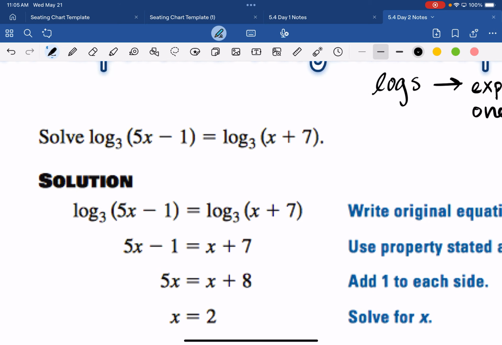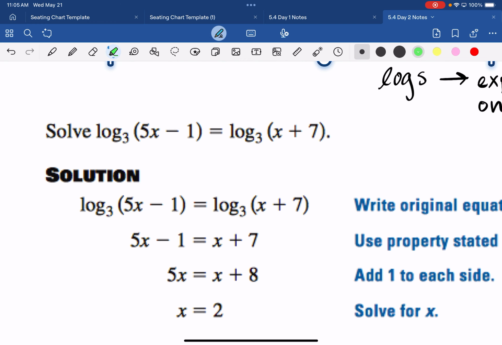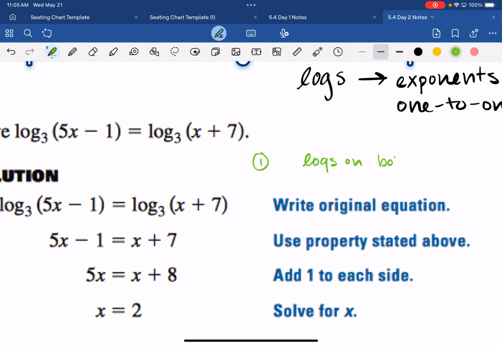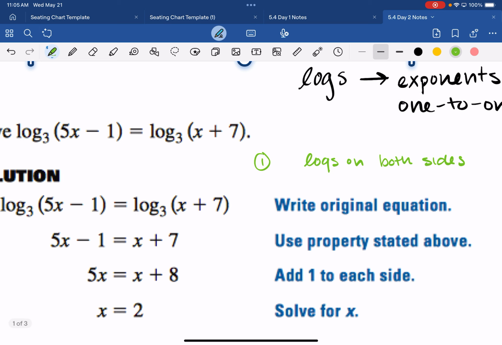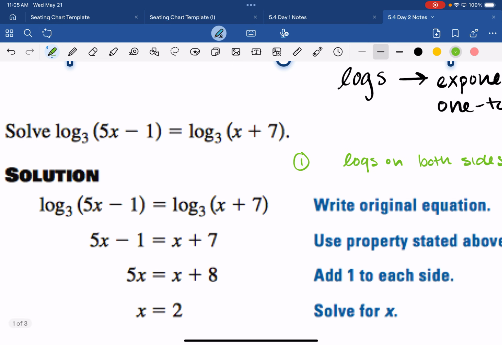So here's my first problem. Again, today I gave you the list so that you could really just listen. Here's my starting problem. Notice I have logs on both sides. This is scenario one. We have logs on both sides, and it's not just any logs. What do you notice about these logs on both sides? They're the same, right? So it's the same logs on both sides.